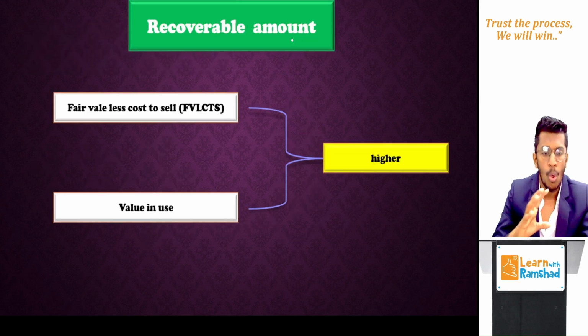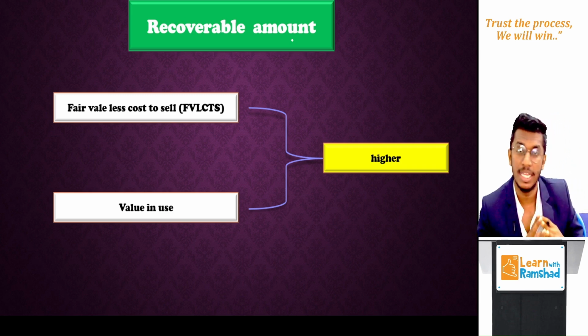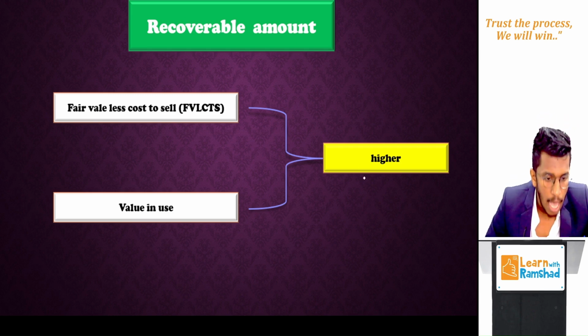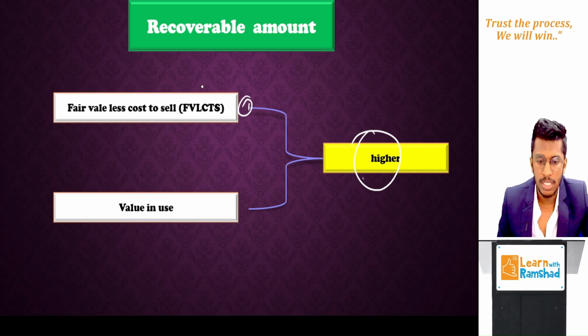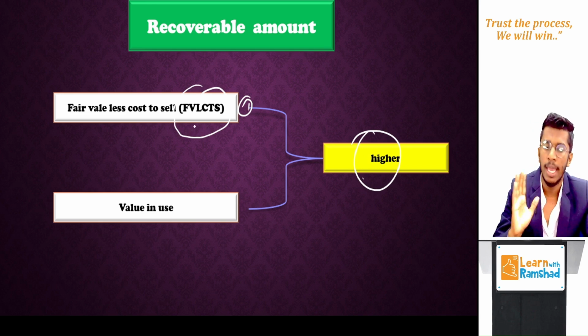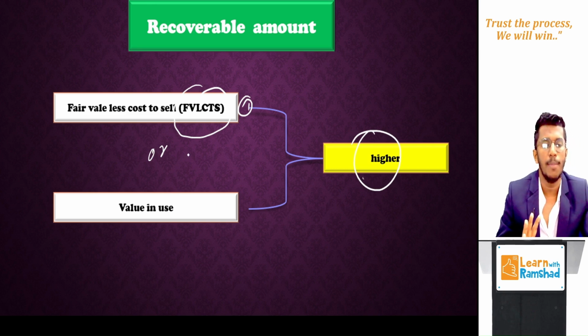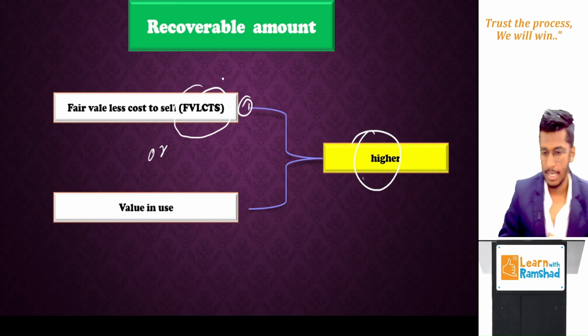Now let's see recoverable amount. This is more interesting. Remember, listen carefully. Recoverable amount is the higher of two amounts. One is fair value less cost to sell, shortly called FVLCTS, or value in use. Whichever is the higher amount will be called the recoverable amount. Let's get into detail for clarity.